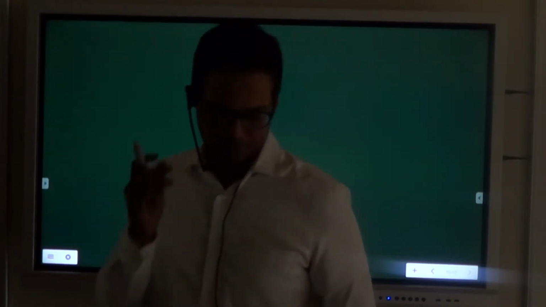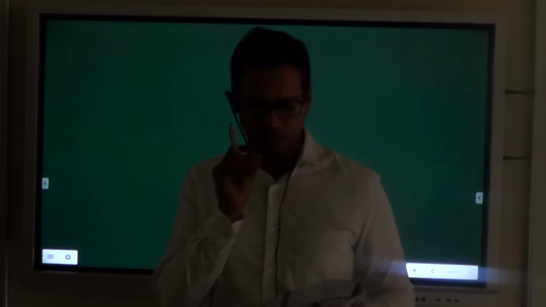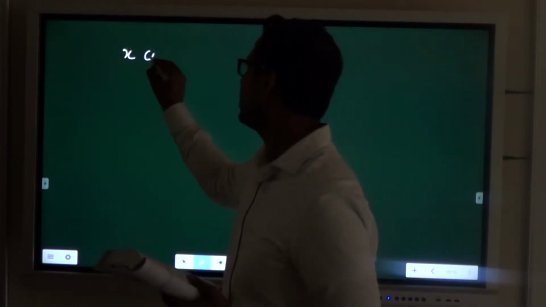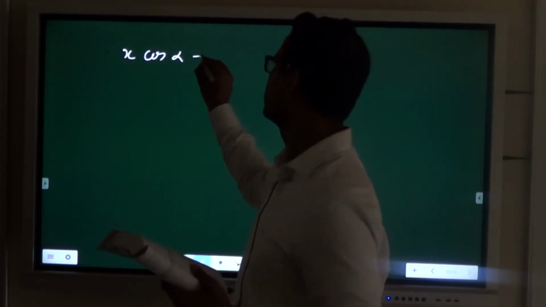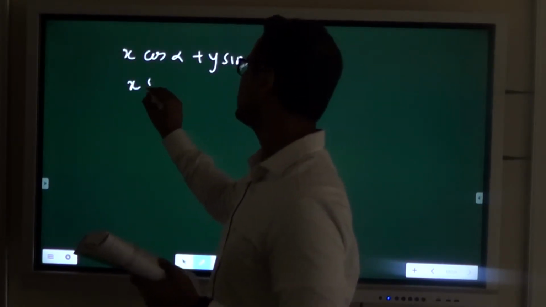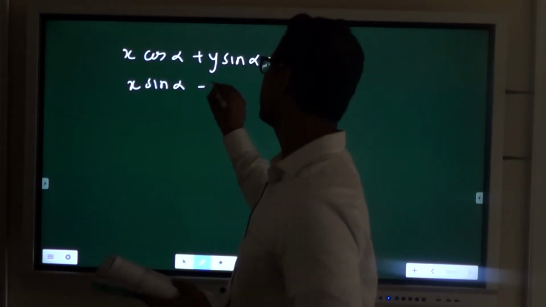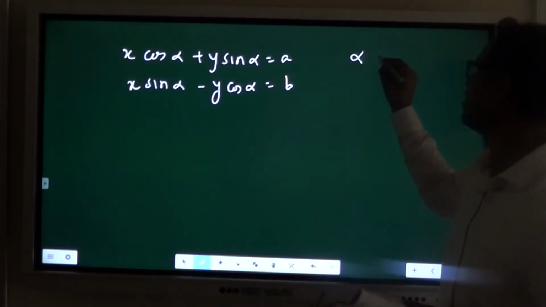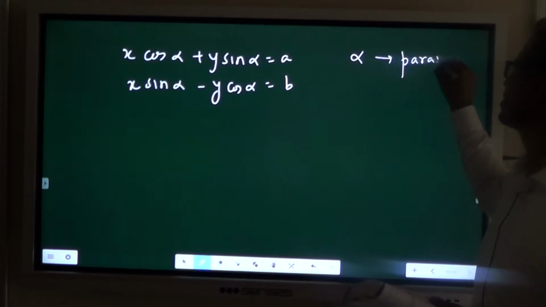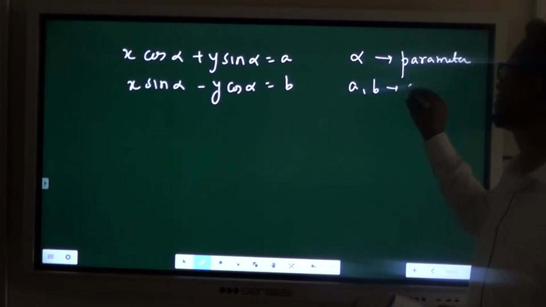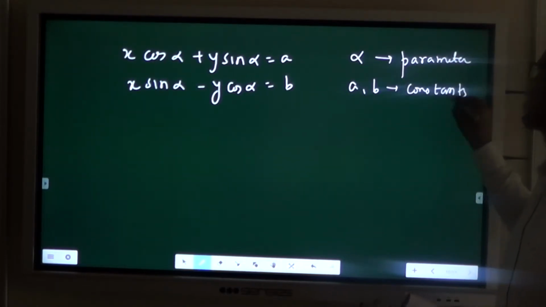Yeah. Find the locus of the intersection of the lines x cos alpha plus y sin alpha equal to A and x sin alpha minus y cos alpha equal to B, where alpha is a parameter, or you can say it's a variable which changes, and A and B are constants.